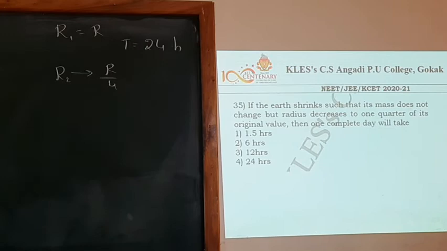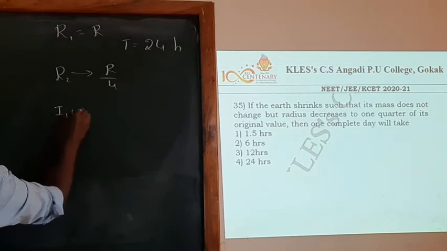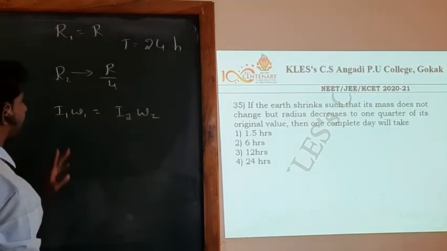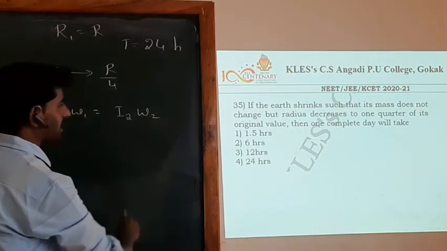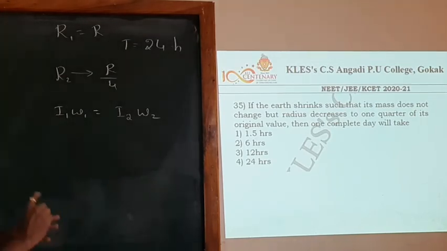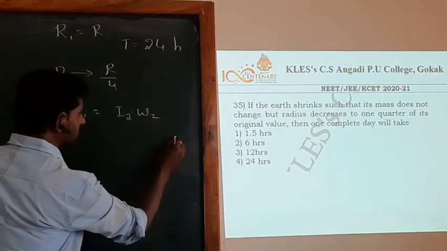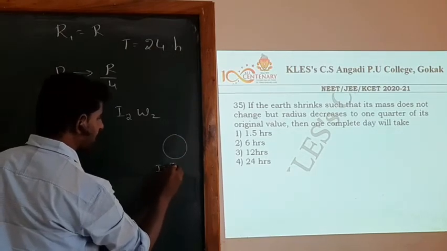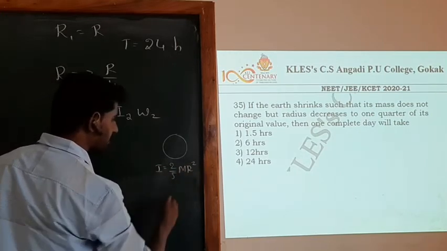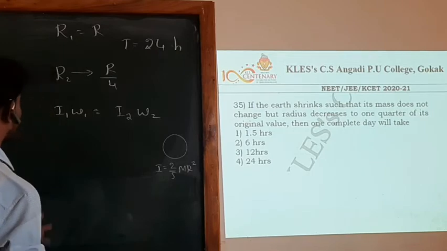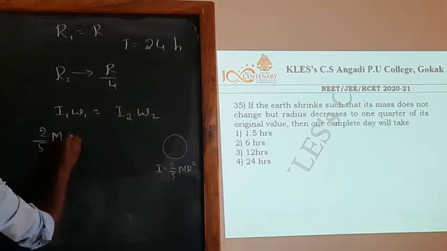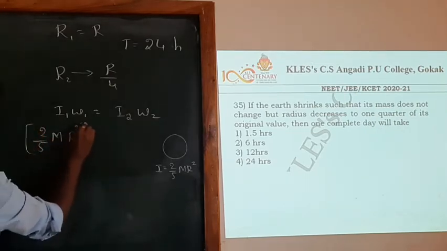Okay, so we can solve this by using the conservation of angular momentum. Initially I say this is I1 omega 1 and this is I2 into omega 2. So what is I? I is the moment of inertia, and Earth is considered to be a sphere, a solid sphere. That's why its moment of inertia is 2 by 5 m r square. So for the first one, 2 by 5 as it is, mass doesn't change, as it is. Initially its radius was r, so the moment of inertia is 2 by 5 m r square.